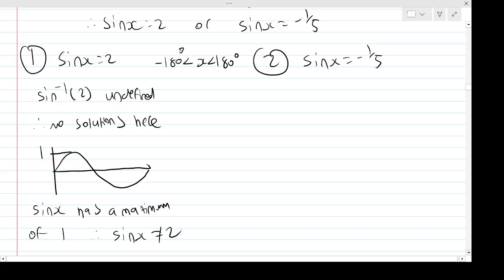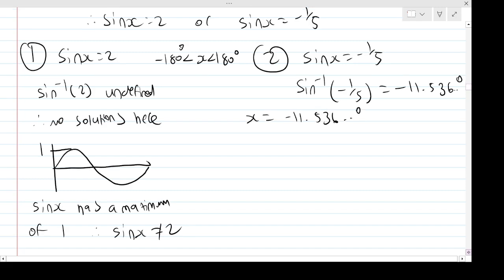We can solve this case. If we do inverse sine of minus a fifth, we would get minus 11.536 blah blah blah degrees. So my first solution would be x is minus 11.536 blah blah blah.